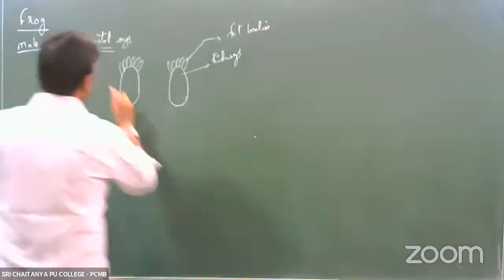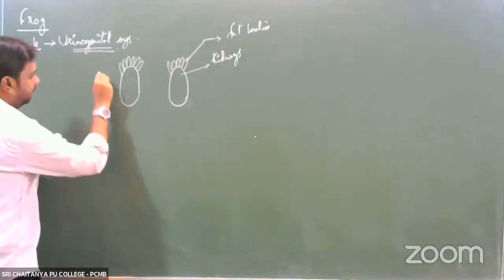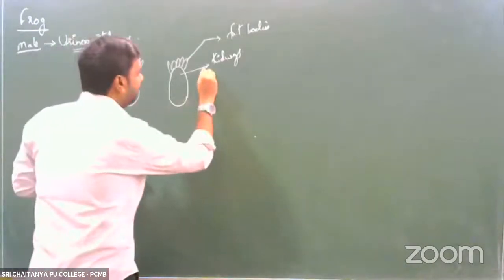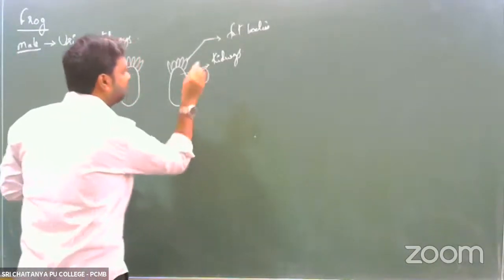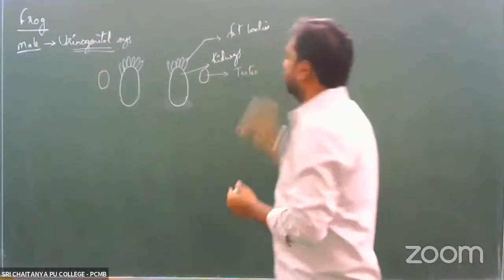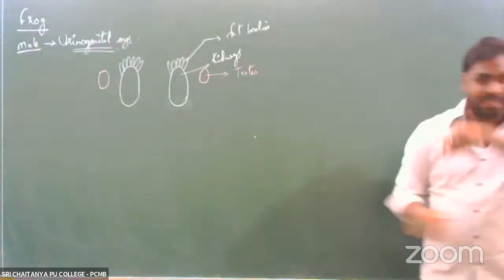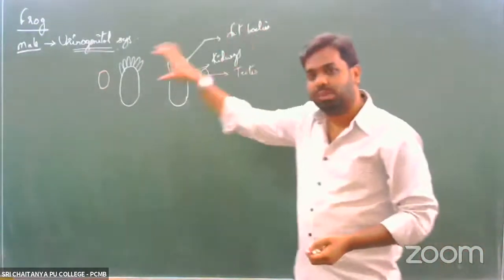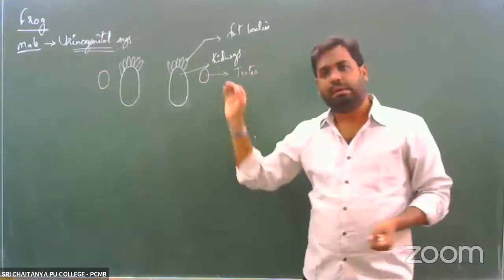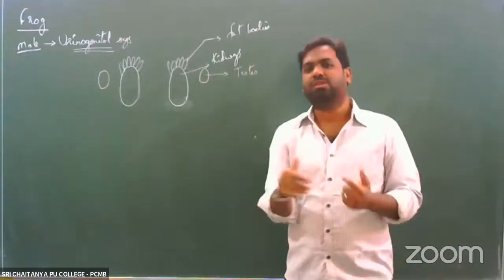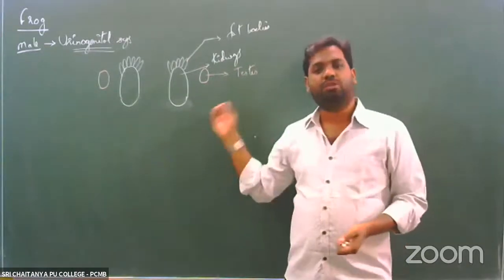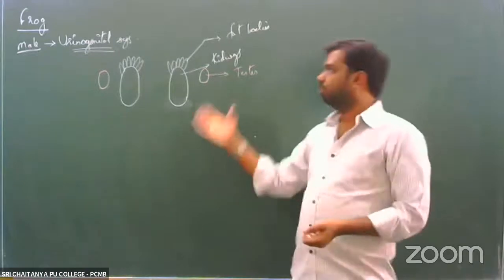But actually speaking, it is not here. The testis is actually present over the kidneys. So this would be the testis. They have a pair of kidneys and a pair of testes, and the testis is attached to the kidneys. Kidneys are the prominent excretory organs where the filtration of nitrogenous waste happens. The testis is the site where the sperms are formed.